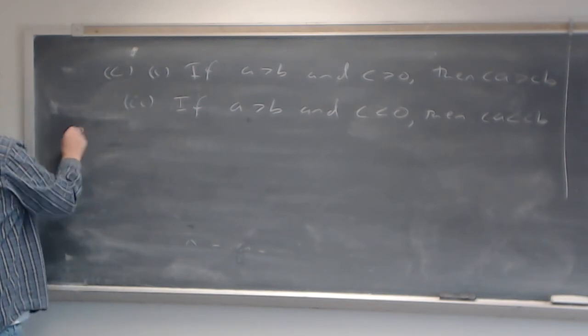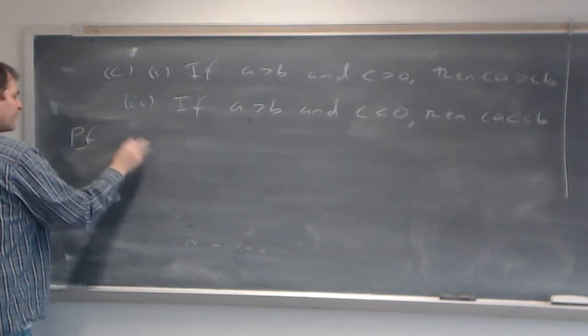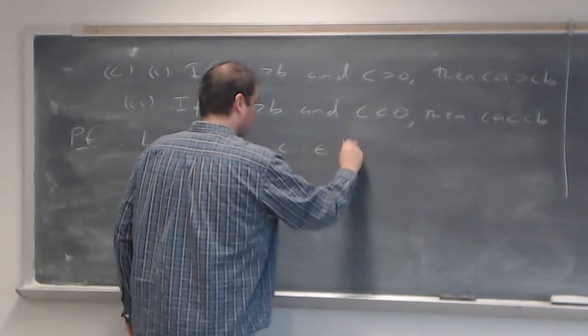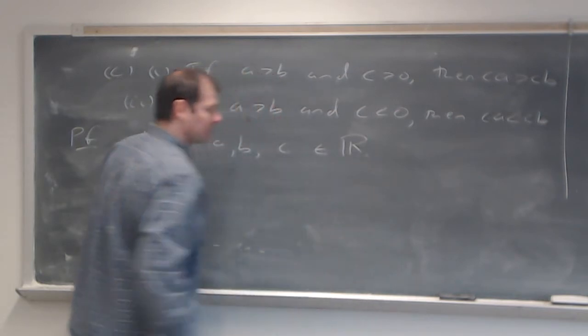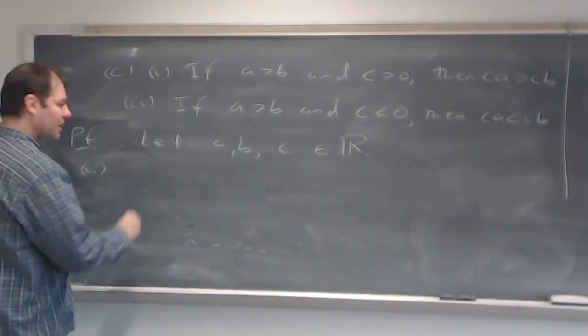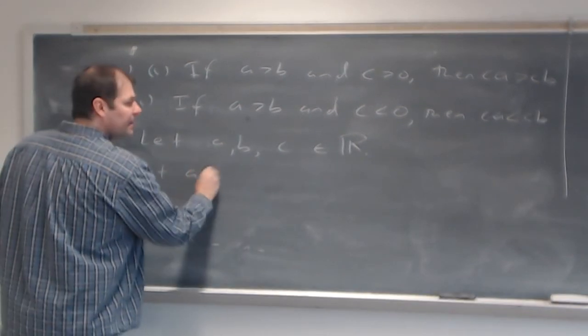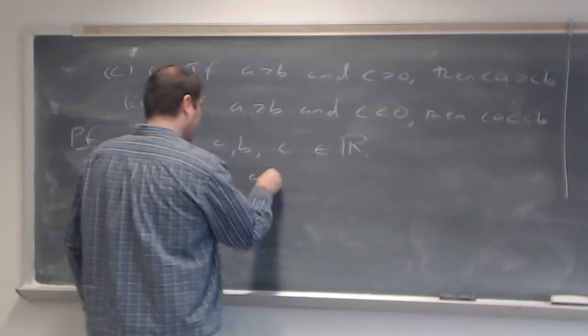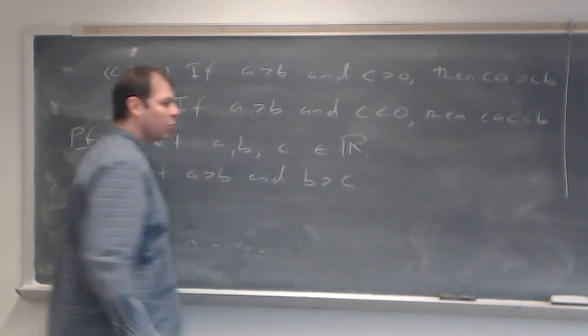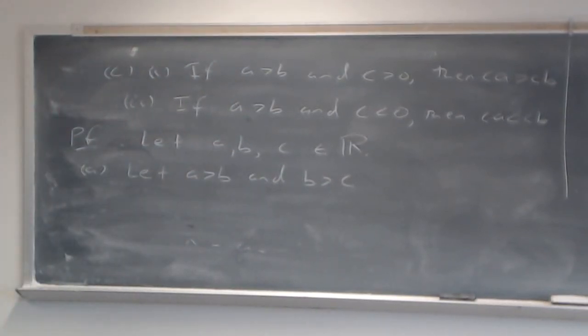So let's go ahead and start with the proof for part A. For all of them, I'm going to say let A, B, and C be real numbers. Real numbers. Okay? Now, for part A, here's what we're going to do. We're going to let A be bigger than B, and B be bigger than C. Part A is still on the board for you to see. What is it that we want to show?